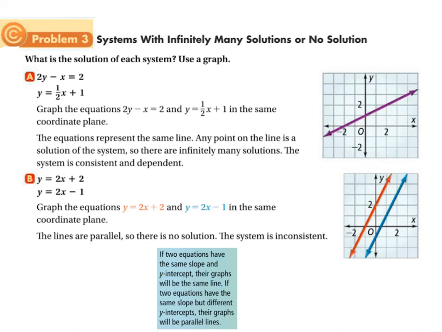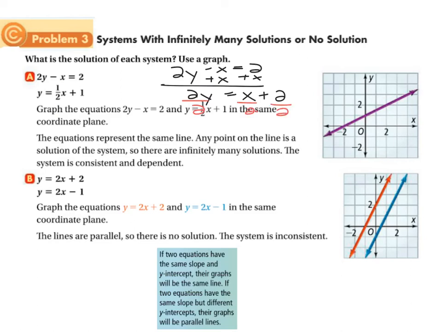the same. Now you can look up here and say, but these had different equations and they were the same line. Well, if we were to rewrite that, just to do it, you'd say, what if we rewrote 2y minus x equals 2? I'm going to add x to both sides, and we get 2y equals x plus 2. And if we had divided both sides by 2, what if I divided everything by 2?